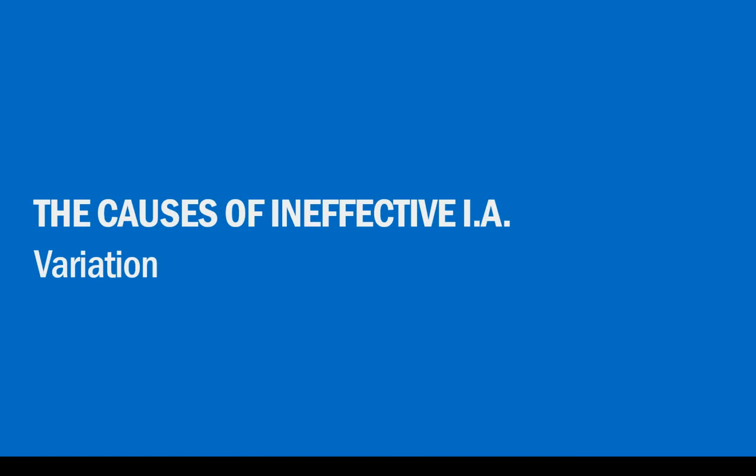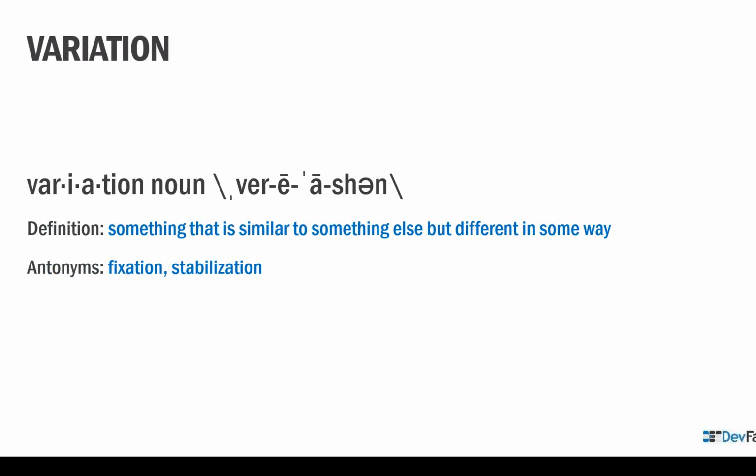Okay, the next thing we talked about was variation. Now, variation is actually a manufacturing cause, if you will, because if you look at the definition, it's something that is similar but different in some way. For example, we're talking about the same chocolate looking differently. So the antonym of that is for it to be fixed or stabilized.